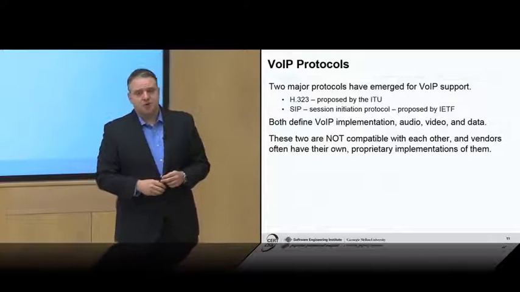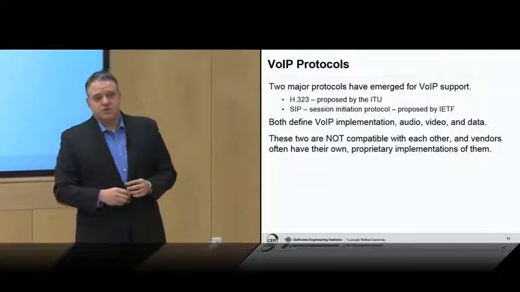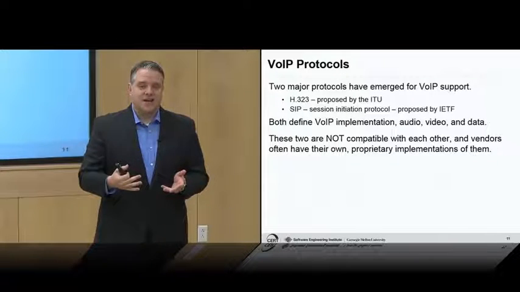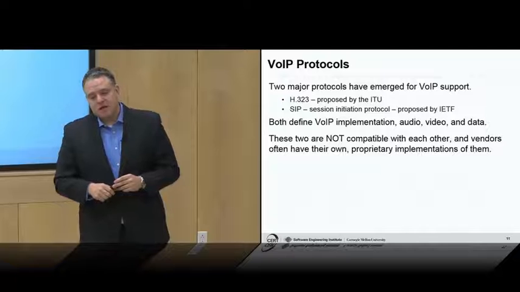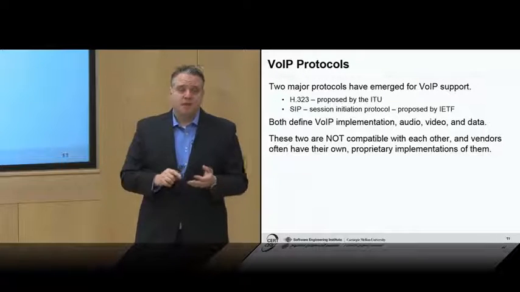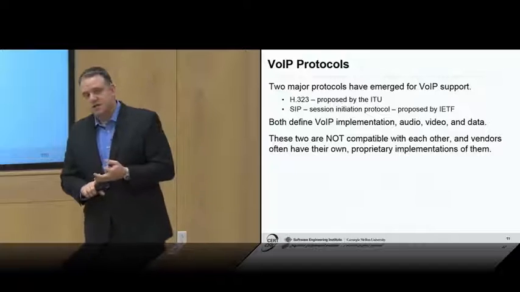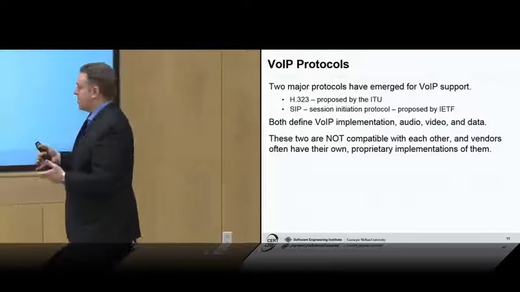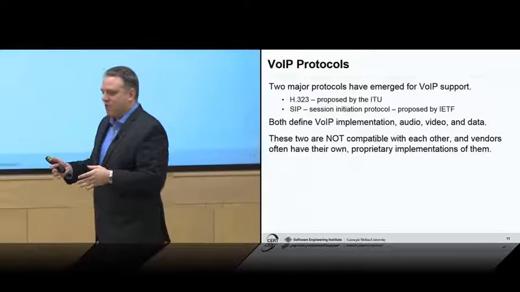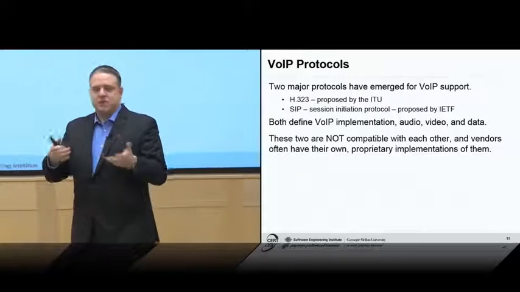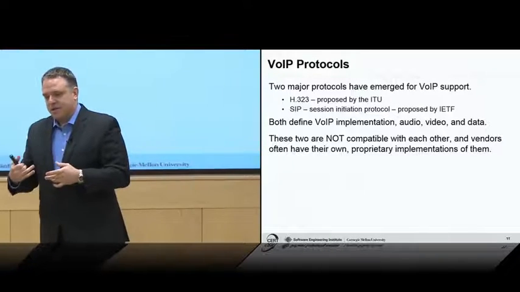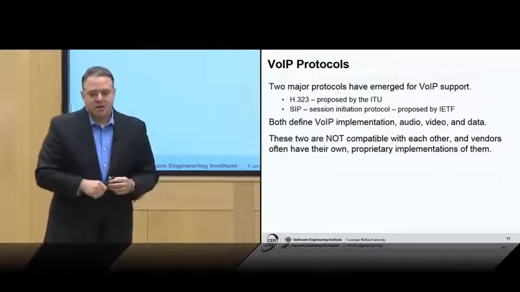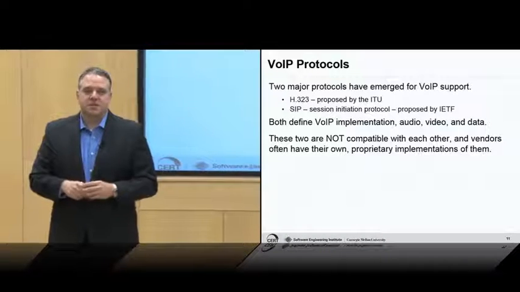There are two main VoIP protocols in use. There's H.323, which was proposed by the ITU, and a competing standard, SIP, Session Initiation Protocol, which was proposed by the IETF. Both of them implement voice over IP and have provisions for audio, video, and data signaling. Unfortunately, because they are two competing standards, they're not really compatible with each other. So what we have now are systems that use SIP, which you see with Asterisk servers or some of the open source servers, and then H.323, which you'll see used by some proprietary vendor implementations as well.